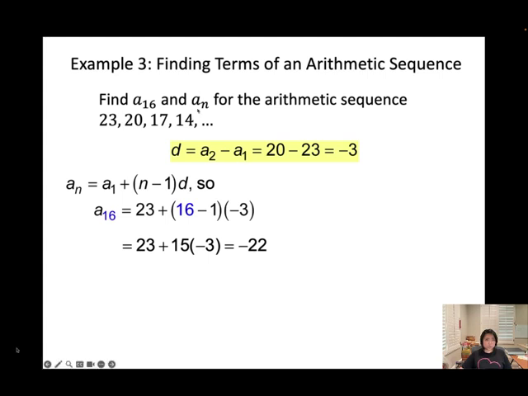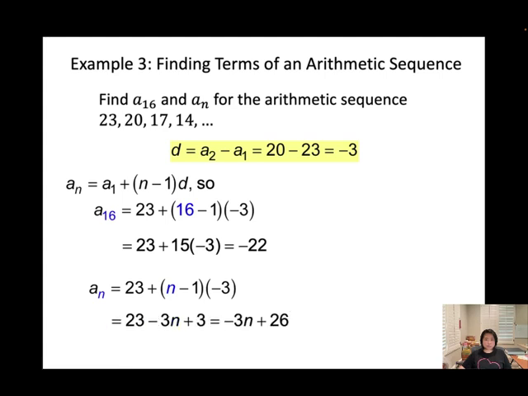Okay, now we are looking for the AN, the general term. So plug in A1 and then the difference d, -3. Distribute the -3 and then combine the like terms. You should get -3n plus 26. That will be the general term.